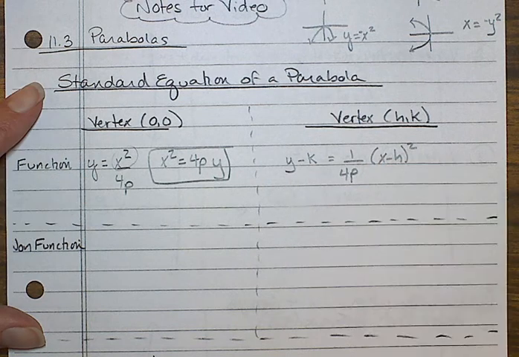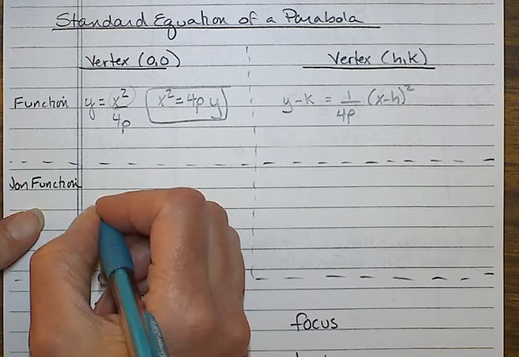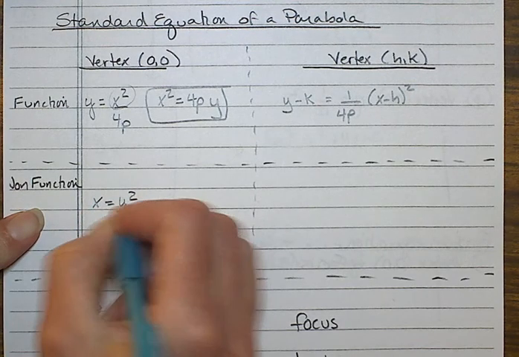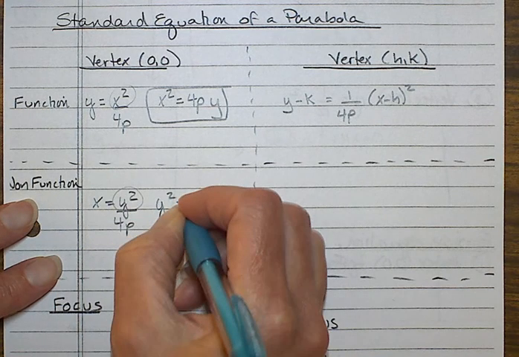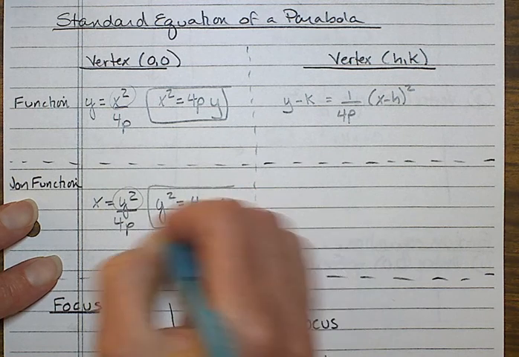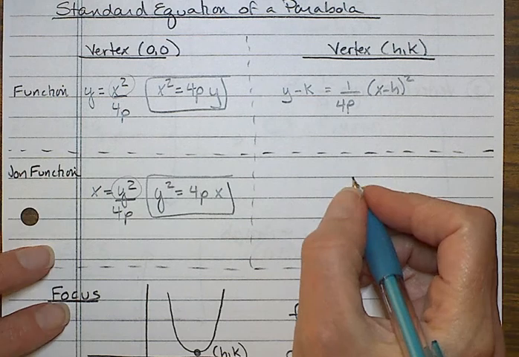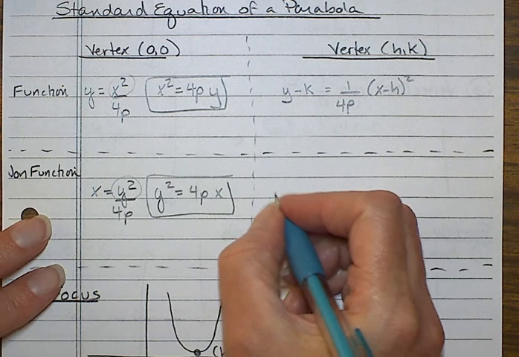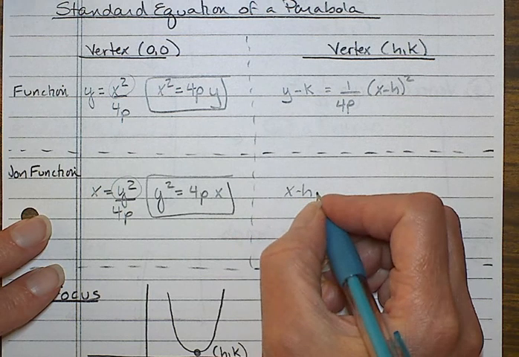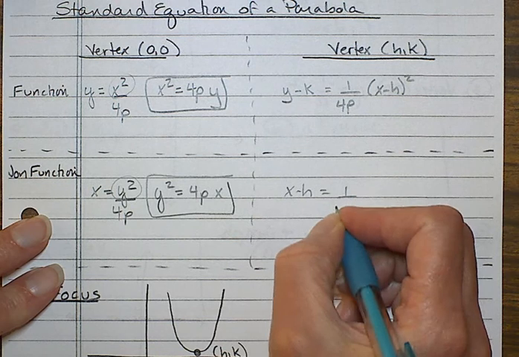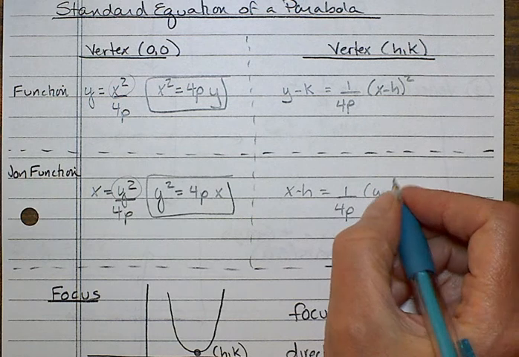Now, if it's a non-function parabola, we're dealing with the y squared. So our equation would be x equals y squared over 4p. Again, let's try solving this for y squared. And we'll get y squared equals 4p times x. If we have a non-0, 0 vertex, then this equation will look like x minus h, again keeping the horizontal shift with the x term, equals 1 over 4p times the quantity y minus k squared.